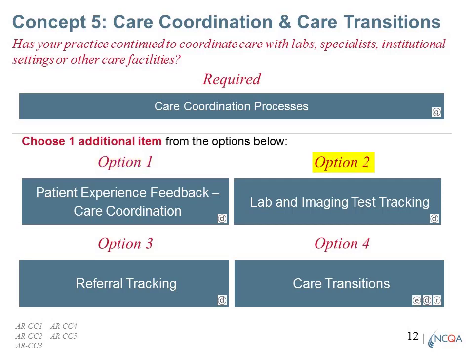Option 2 looks at the number of labs and imaging tests with reports received. The practice will need to submit one numerator and denominator for labs and a separate numerator and denominator for imaging tests. Option 3 asks practices to show the percentage of referrals with a final report. The 4th option evaluates whether practices measure the percentage of care transitions for which a summary of care document or discharge instructions have been received.